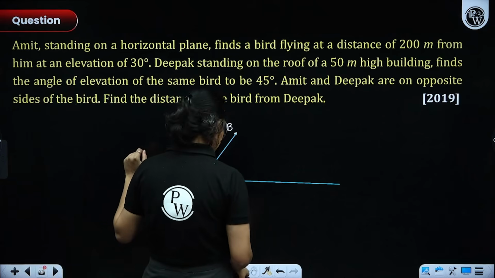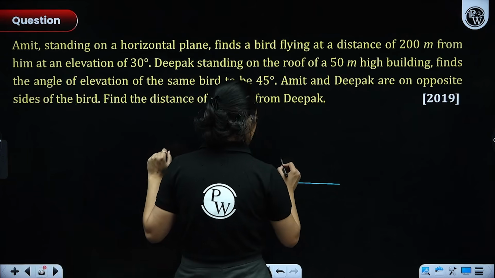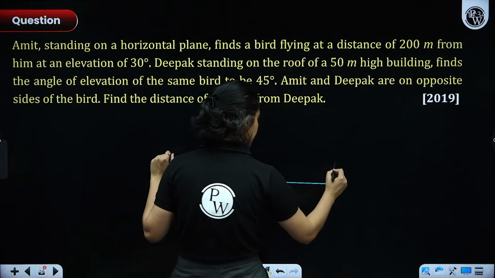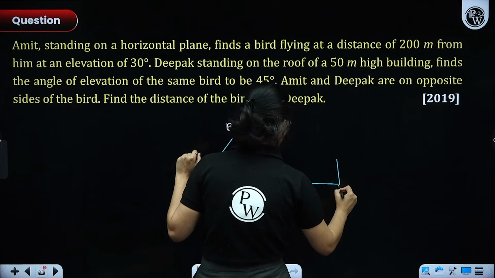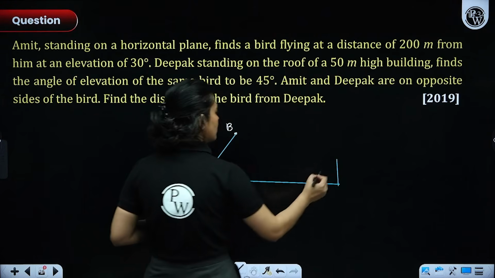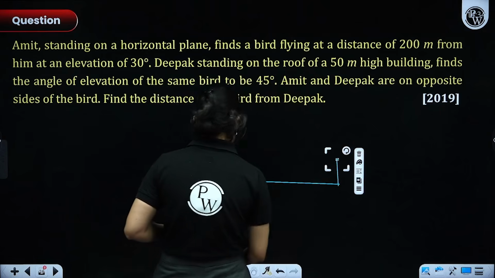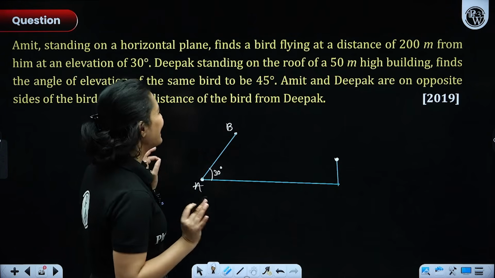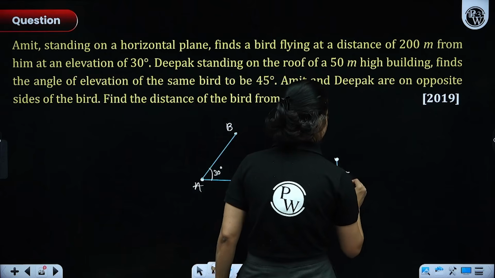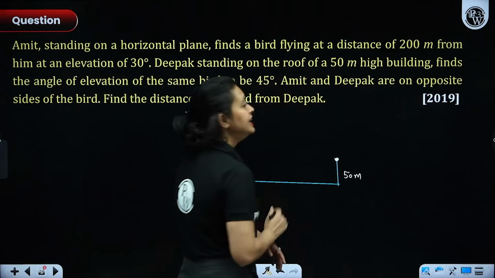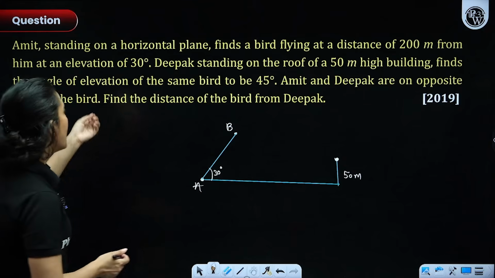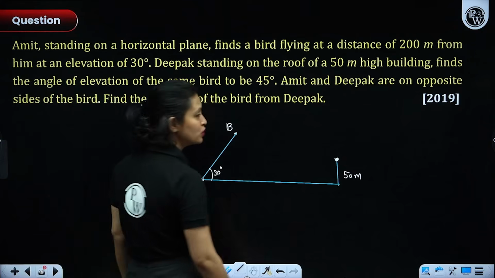So you have a building, everyone. Okay? So let's just suppose this is the building. Or I'll make the building here. Okay, so this is the building, everyone, and Deepak is standing on this building. Again, Deepak's height is not given, so Deepak is point size. And this building's height is given as 50 meters. And he also is doing what? He is observing the same bird, and he finds the angle of elevation of the bird to be 45 degrees.